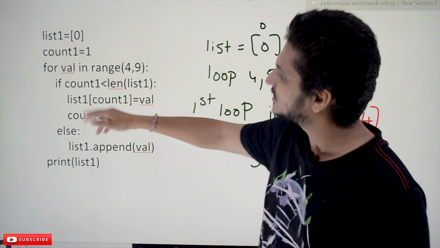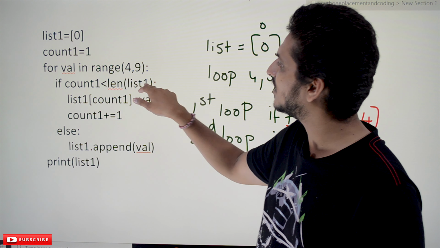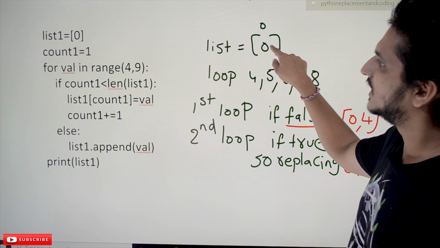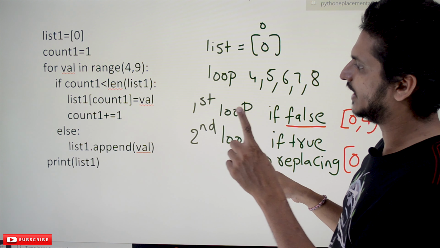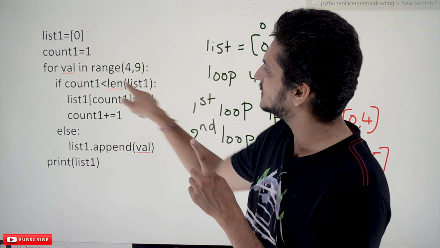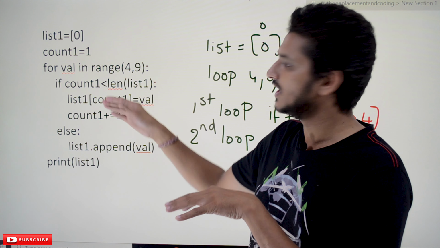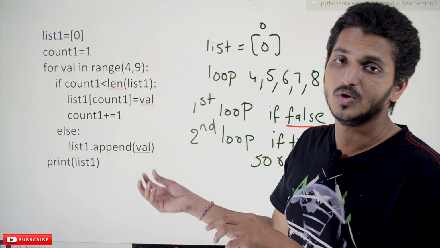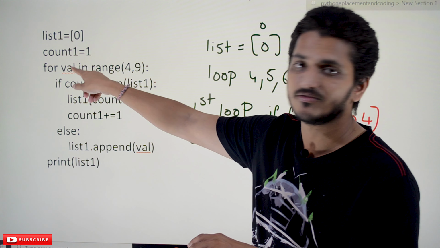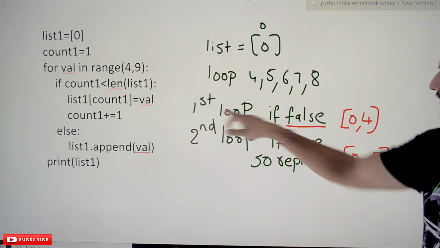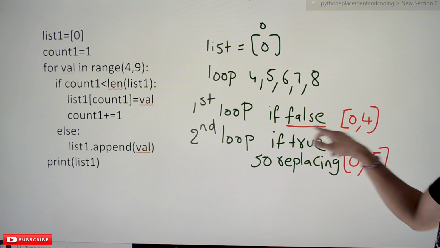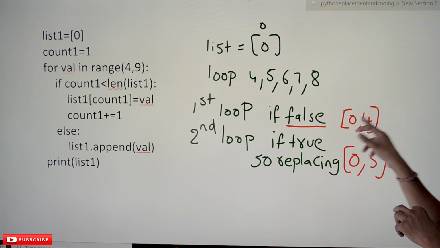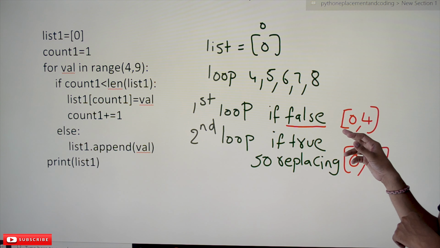When it goes inside the loop, if count1 is less than len(list1)... What is the length of list1? The length of list1 is 1. Count1 means 1. Is 1 less than 1? No, it is false. Whenever it is false, it goes to else and appends the value. What is the value here? 4 is the value. So in the first loop, the if condition is false, that's why it is going to else and appending to the list. 0, 4 value is there in the list.